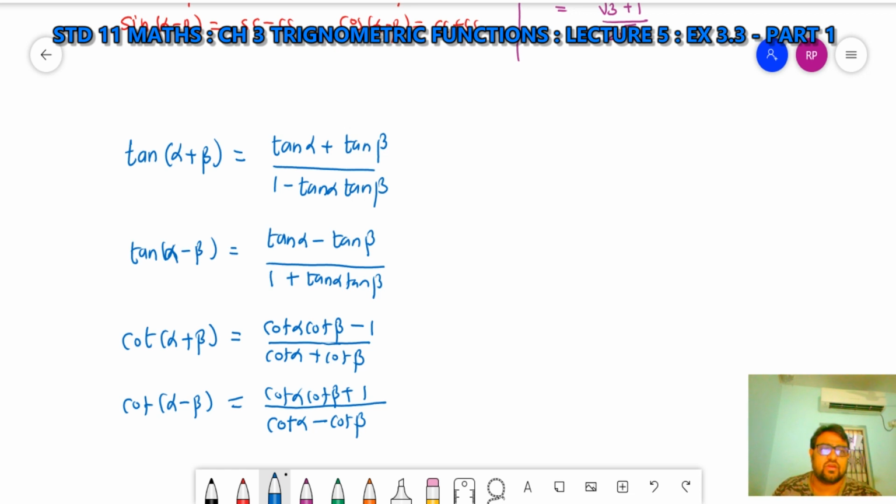Okay, here there will be a change. Here it will be beta, cot beta minus this. There are small changes in cot. Okay. Clear? So see, it's just reverse. Cot alpha plus beta is cot alpha cot beta minus 1 upon cot alpha plus cot beta. And this is cot alpha cot beta plus 1 upon cot beta minus cot alpha. Okay? In shortcut, how can you remember this?